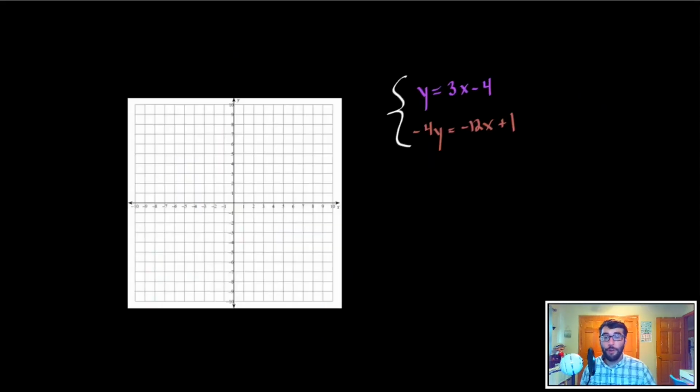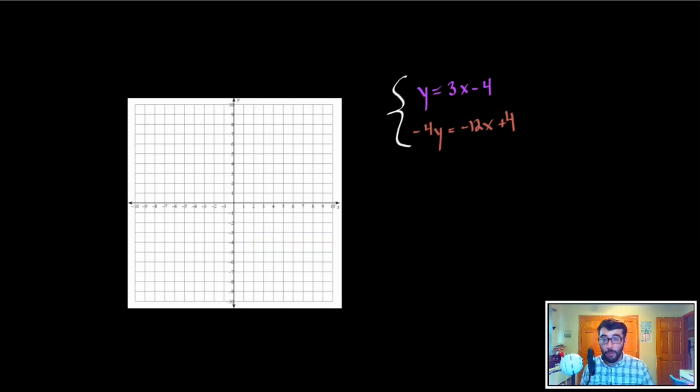Okay, so we have another example here. We have a new system. We have y is equal to 3x minus 4, and negative 4y is equal to negative 12x plus, let's make that a nicer number. Let's make that plus 4. Yeah, that works out. Now, what we want to do is graph both of these lines. So notice I'm using different colors. You don't have to. I'm just doing it to make it a little bit easier to see.